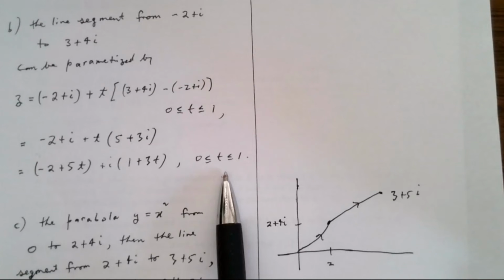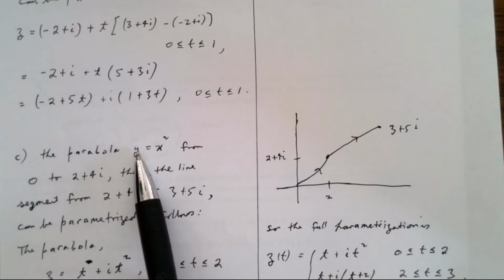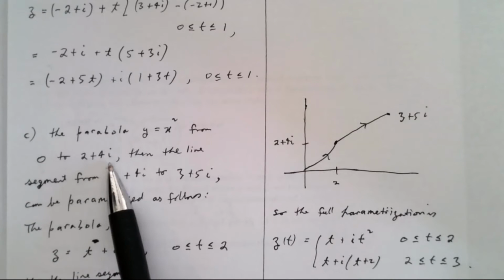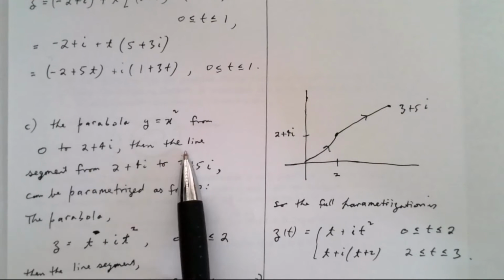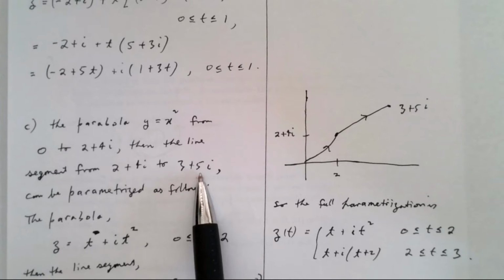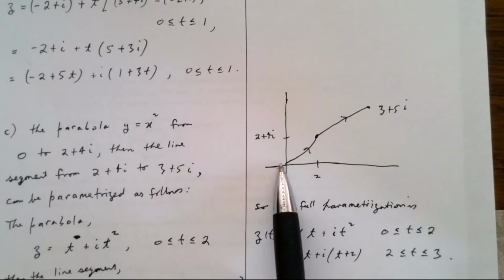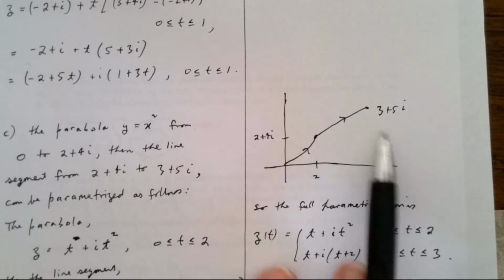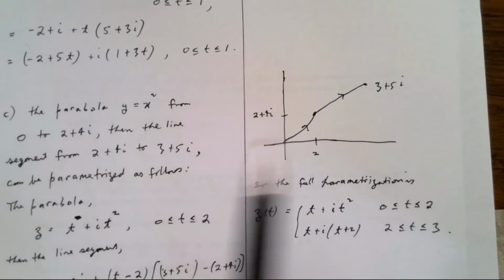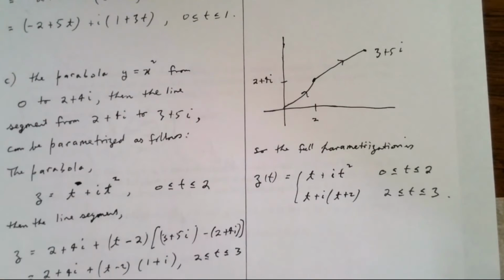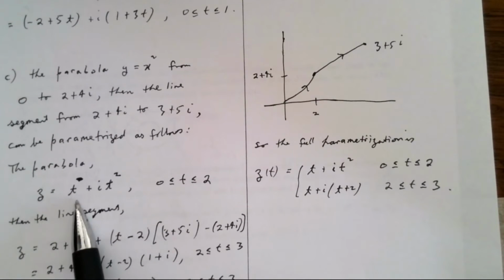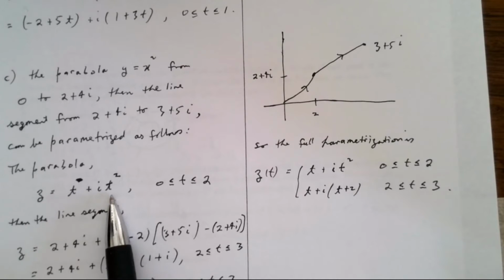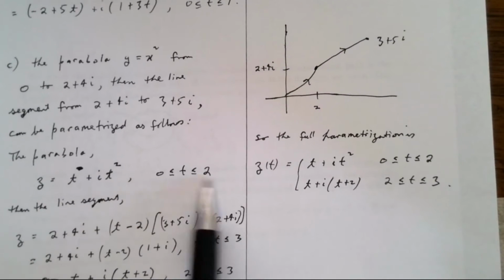So third example, just to do the parabola y equals x squared from say 0 up to 2 plus 4i, followed by the line segment of 2 plus 4i up to 3 plus 5i. So the picture's looking like this. We're going along the parabola, and then we're going along a line segment. We do the parabola firstly, and keep it simple: I just put x equals t, and then from above y equals t squared. And I let t go from 0 to 2, so when t is 0 I get the origin, and when t is 2 I get 2 plus 4i.